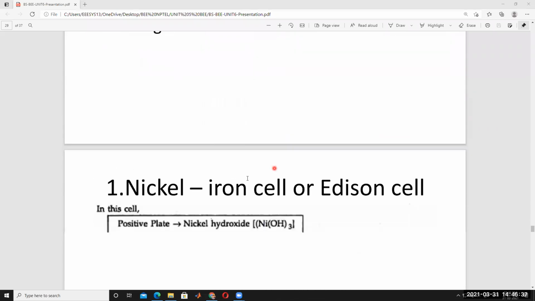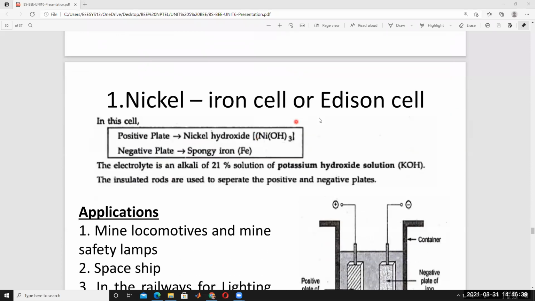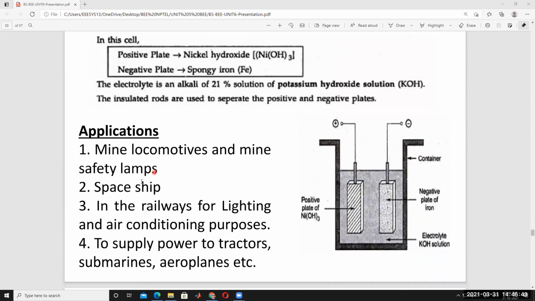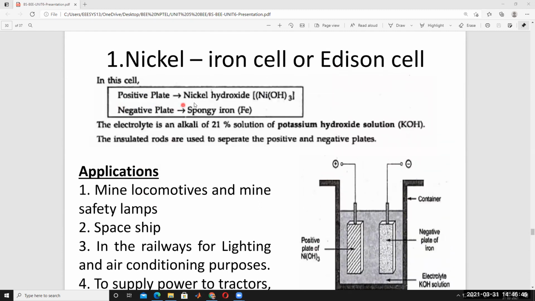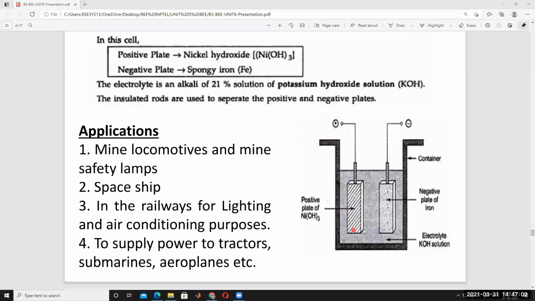This alkaline cell, nickel iron cell or Edison cell. So this is the circuit diagram and the applications. The positive plate is called nickel hydroxide, Ni(OH)3, and the negative plate is spongy iron, Fe, ferrous. Spongy iron is called the negative plate. And the electrolyte is potassium hydroxide, KOH.